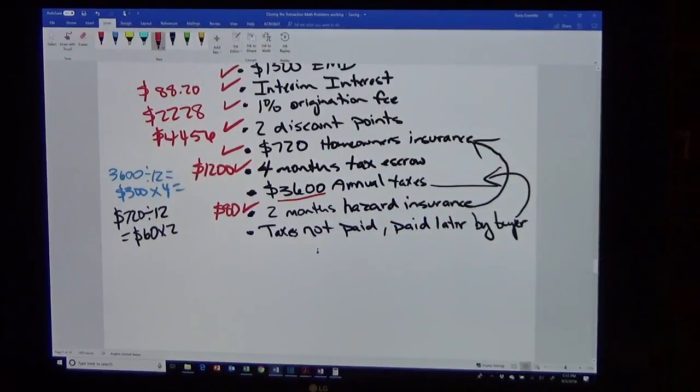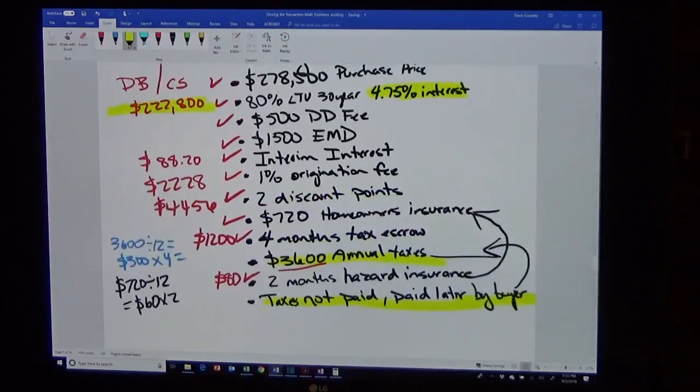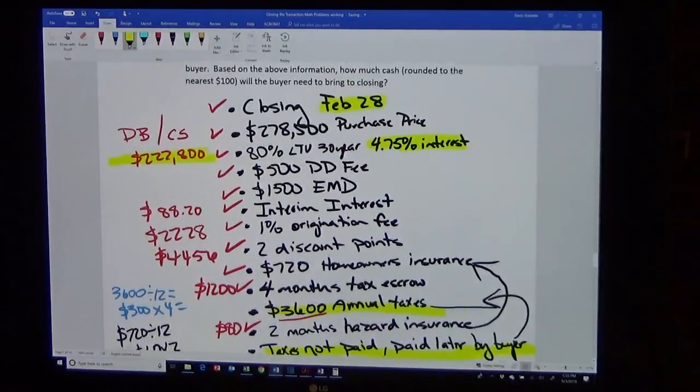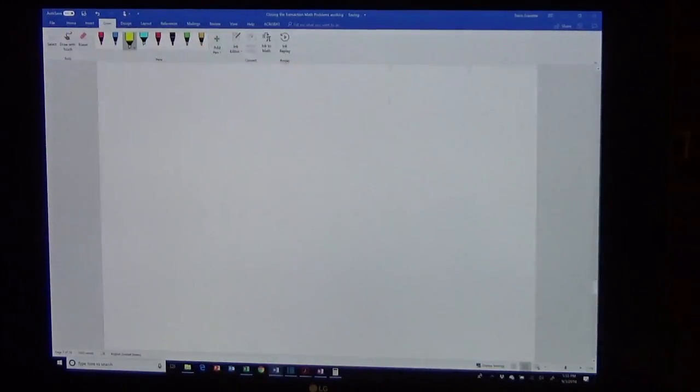And then this last one says the taxes are not paid, will be paid later in the year by the buyer. And we know that that ties together with this one, the $3,600 annual taxes. Taxes have not been paid, will be paid later by the buyer. So, let's go down, and we know our closing date matters on taxes: we're closing on February 28th. So let's go down and write our 2 statements out for taxes.